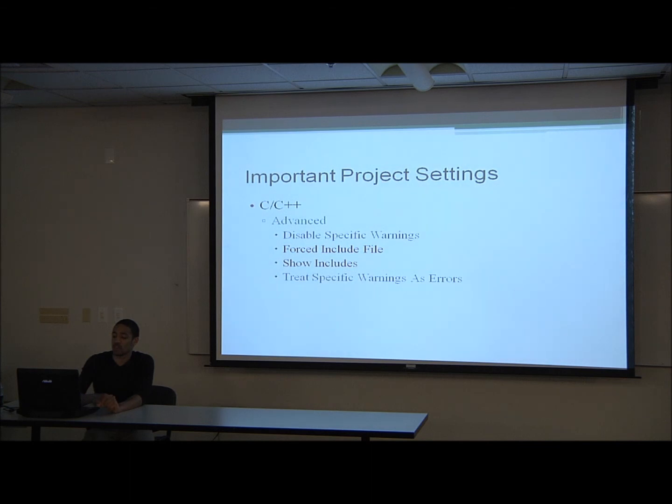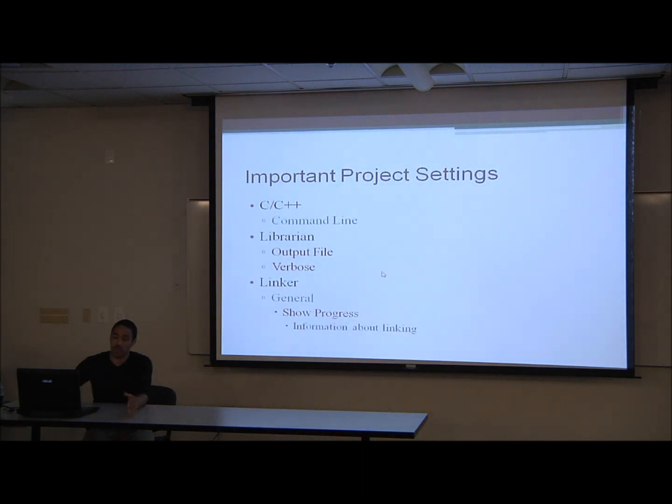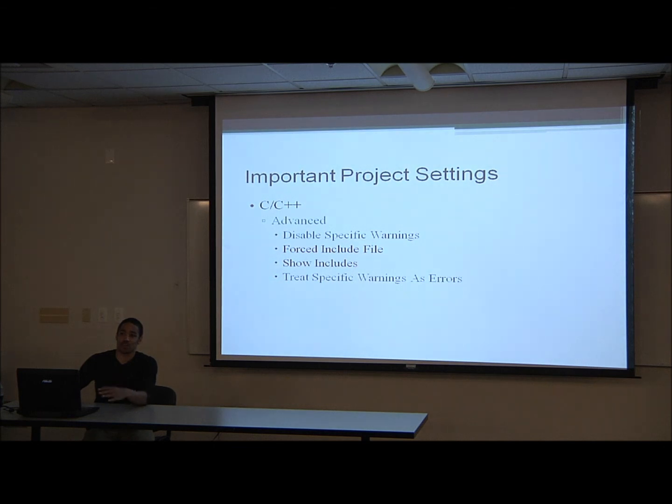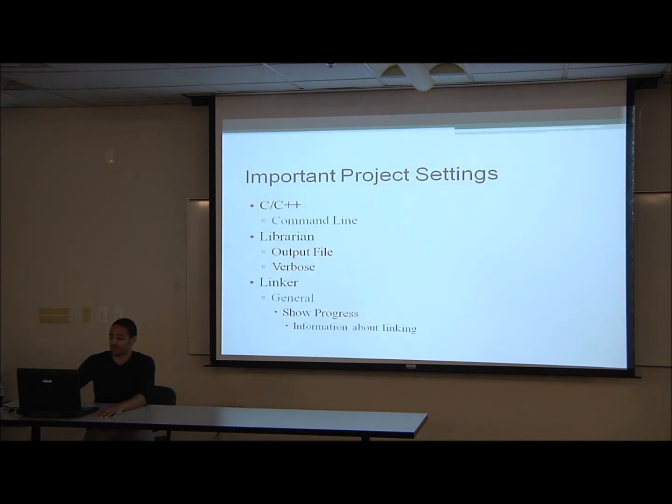There are other options, like you can force using. They're all under the advanced tabs. I like show includes if I don't know where something's coming from. I'll turn that one on, and then in output you'll see all the includes and where things are. It helps in debugging if you can't figure out why something's being included twice or something. Show includes is the way to go. Linker show progress, you can find a lot of really cool things there too. Basically, if things get dropped or aren't being linked or aren't being used.